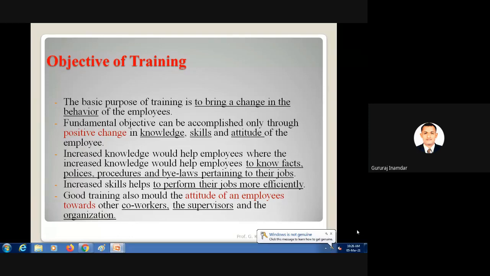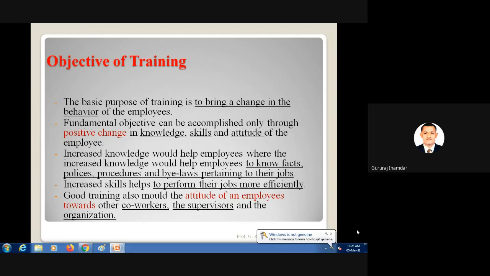Increased skills help to perform their job more efficiently. Definitely, according to how much training we are giving and how many skills we are providing, your job performance will be efficient. Okay, so overall it depends on training.